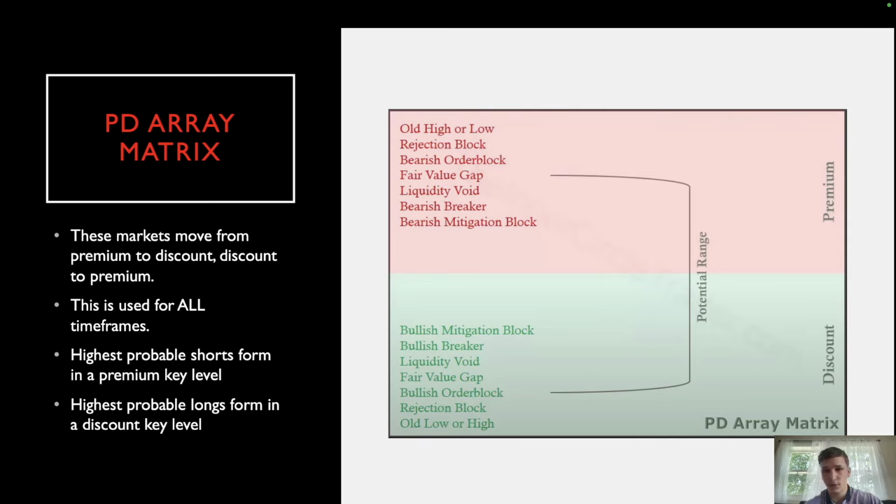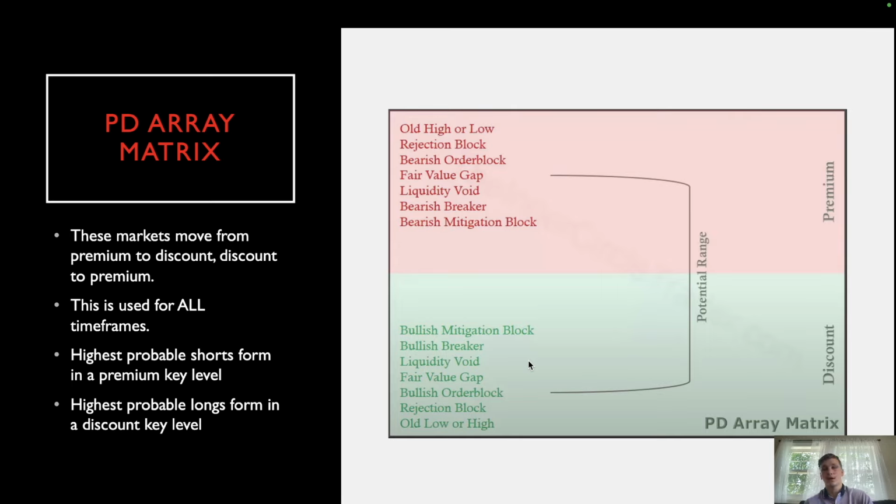The highest probability shorts that you're going to find, in fact, 95% of them, are going to be found in this premium zone. So the red area, so you find your daily dealing range, high to low. Whatever's above the 50 level here, that's where your highest probability shorts are going to be derived from. Can you short at equilibrium a little bit below it? Absolutely, yes, you can. But the highest probability is going to be up here.